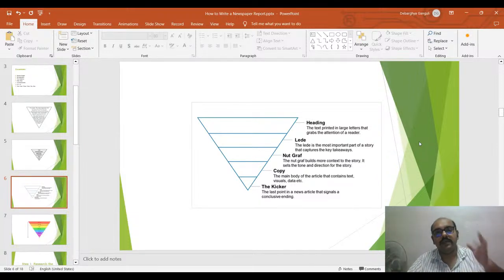Imagine I am working in a news house which is a little bit biased towards the opposition party. So the nut graph will show how I am looking at the same news.